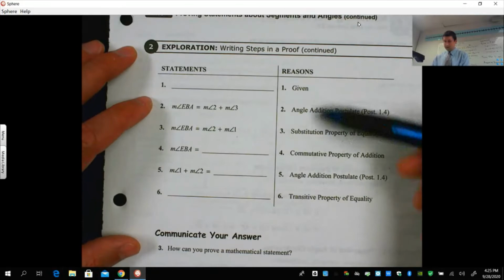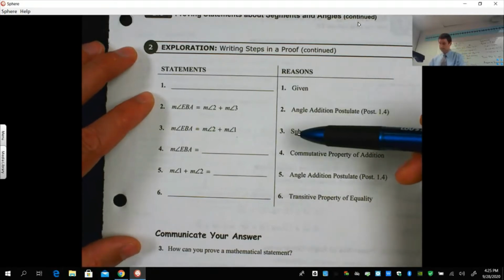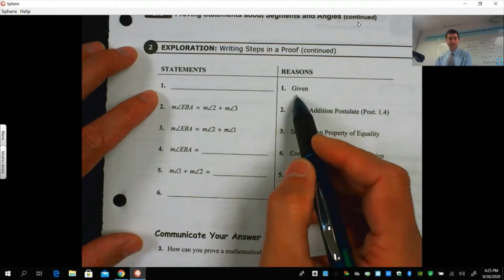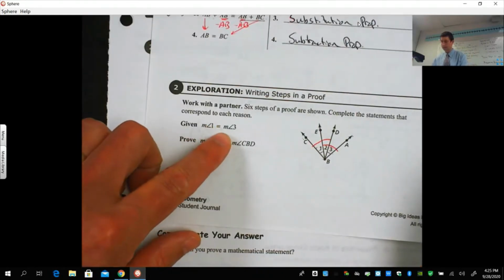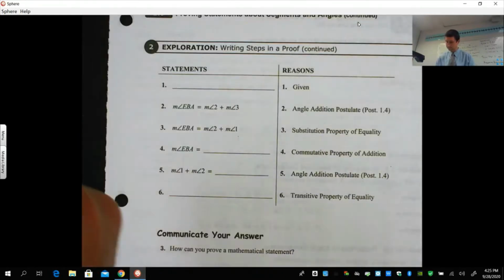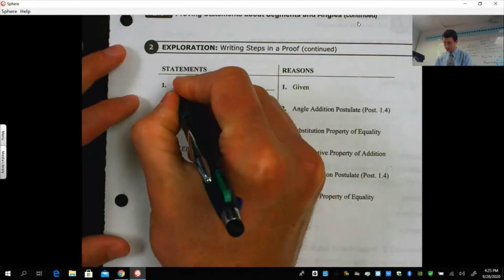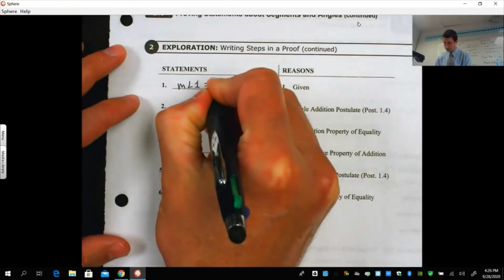So they filled in the reasons. Now we're going to fill in the missing statements. So the first reason is given. Well, our given was the measure of angle 1 equals the measure of angle 3. So that's what we put in there. Measure of angle 1 equals the measure of angle 3.